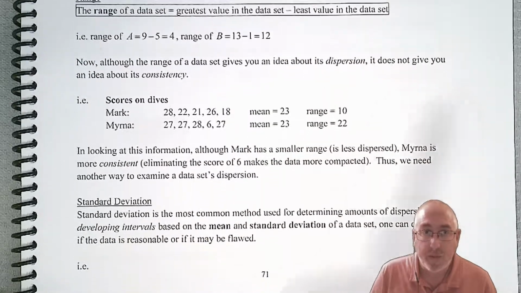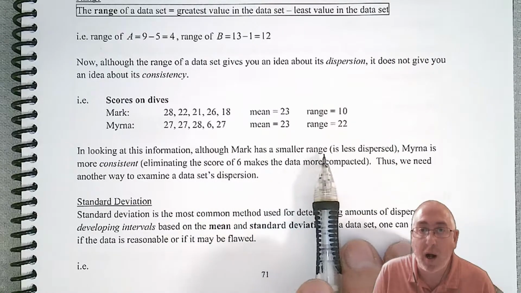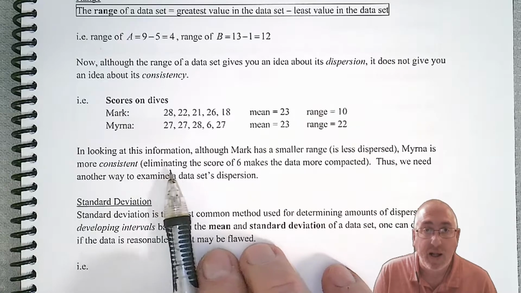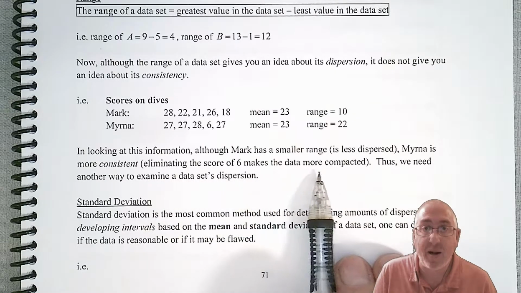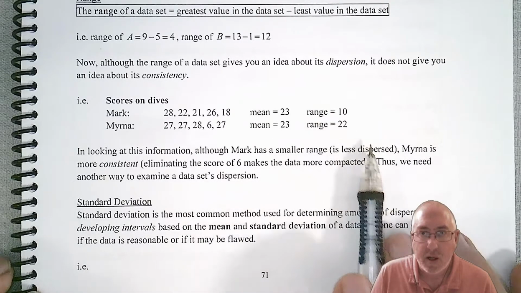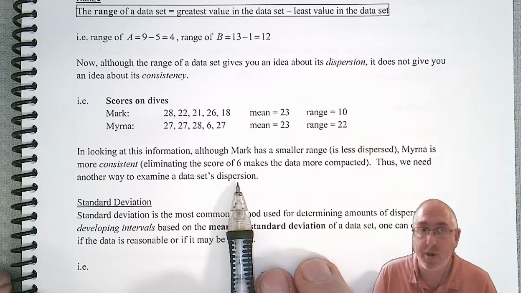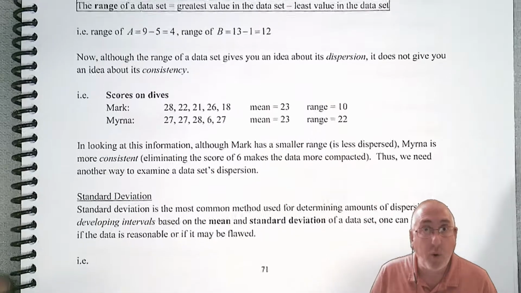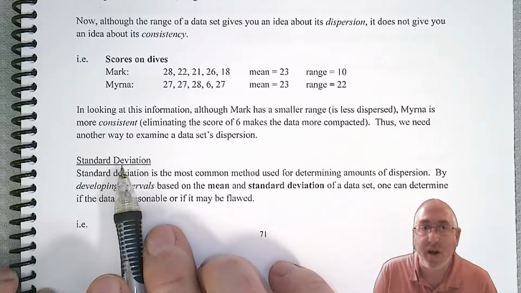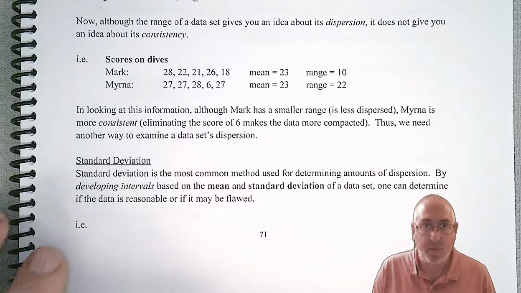So our conclusion in looking at this information: although Mark has a smaller range and is less dispersed, Myrna is more consistent. Eliminating the score of 6 makes the data more compacted, and that's what we mean by consistency. Thus, we need to find another way to examine a data set's dispersion. The gold standard is standard deviation. That's what we're going to be doing to find measures of dispersion.